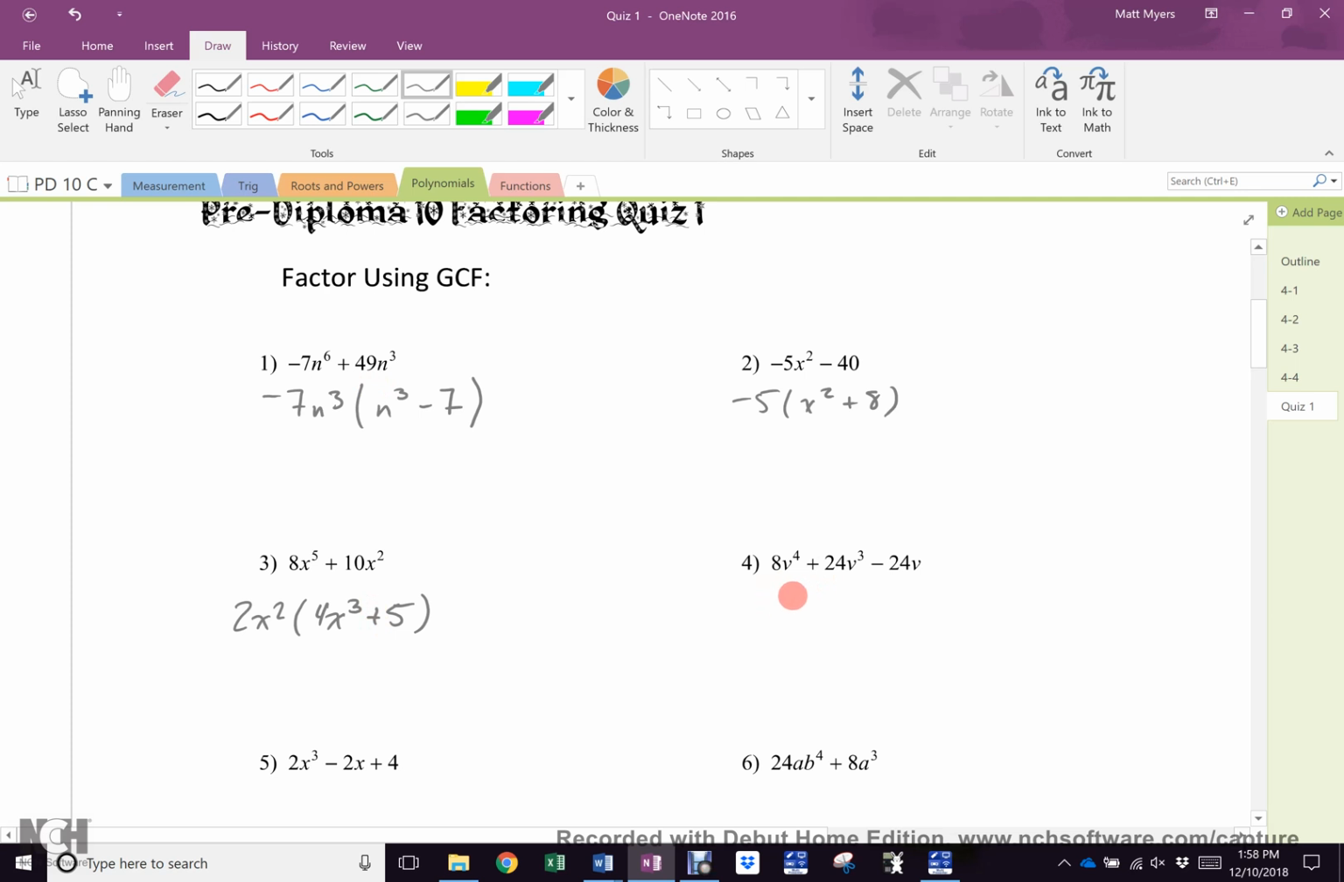Mr. Myers, what if you forgot to put the dividing thing in front of the rest of the fraction? Like what if you forgot minus 5 with the x squared plus 8? Well, then you don't have the right answer, do you?